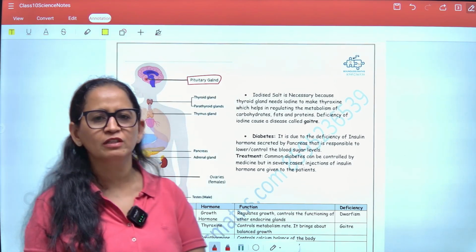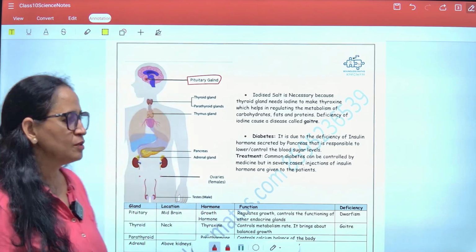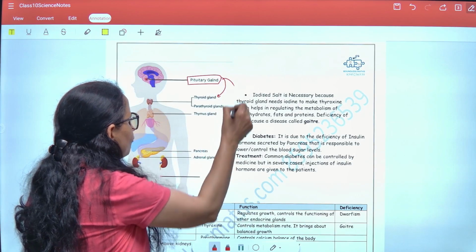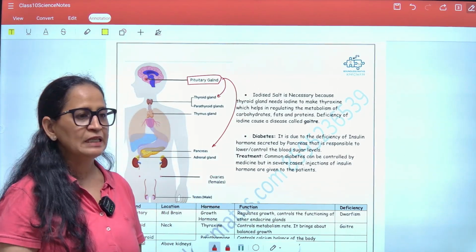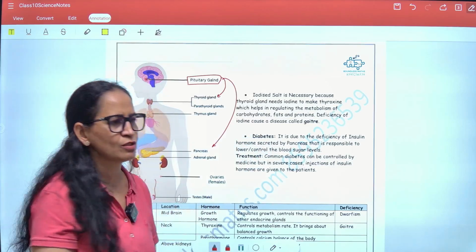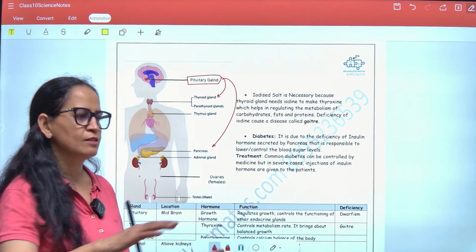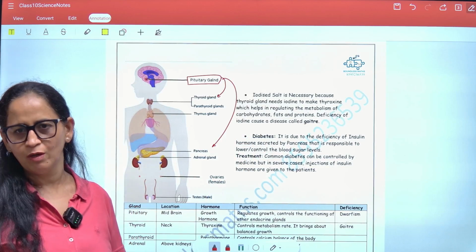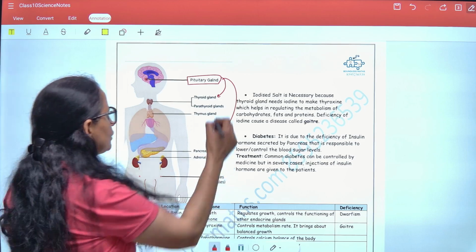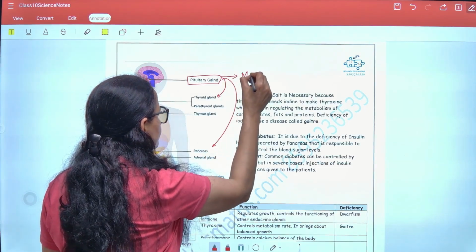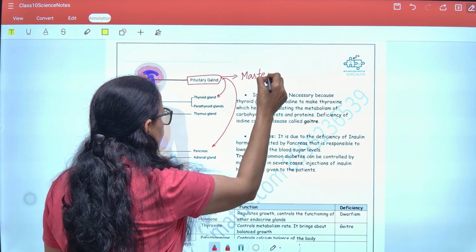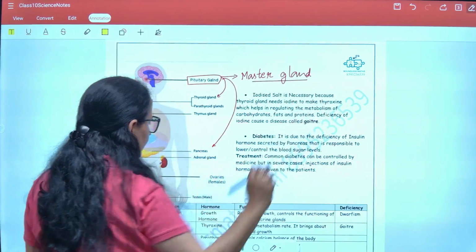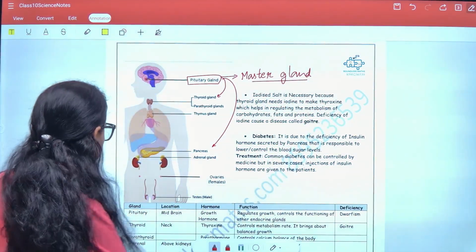Why do we call it a master gland? Because it releases certain hormones that control the working of other hormones also. It is releasing its own hormones that are doing certain work, and it is releasing more hormones that are regulating the working of other hormones in the body. So that's why pituitary gland is called master gland. And I think you must have read about this in lower grades also, right?